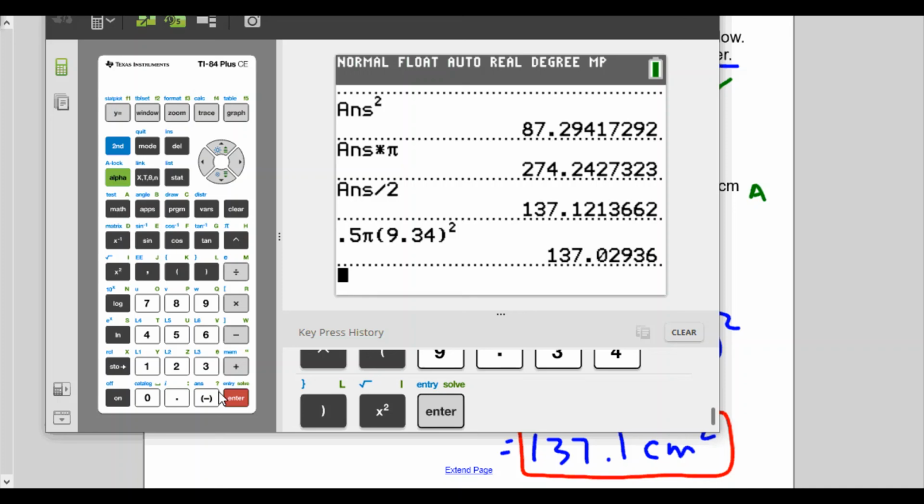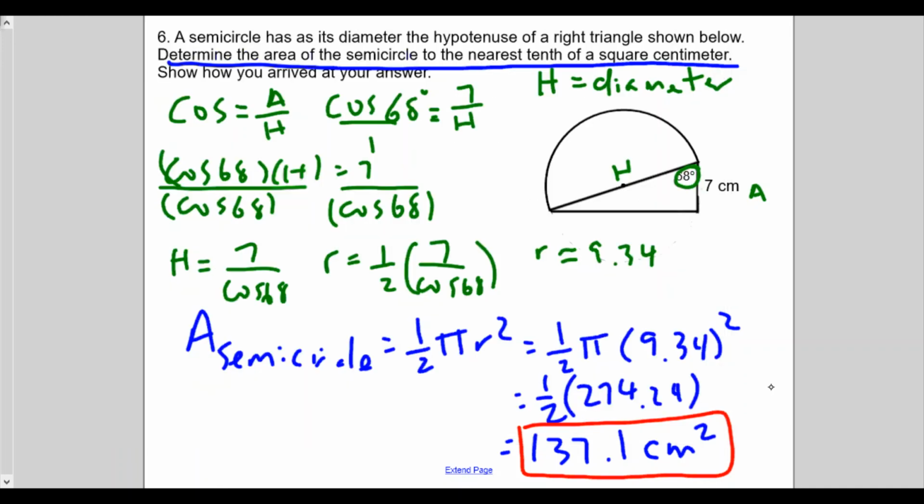Okay, ladies and gentlemen, this is the end of part 2. In this case, we used trigonometry to find the hypotenuse of our right triangle. We then said the hypotenuse was the diameter of the circle. We have to divide that measure by 2 to find the radius, because the goal for the area of a circle is to find the radius. If we found the entire circle, it'd be about 274.24, but we're looking for a semicircle. We must divide by 2.